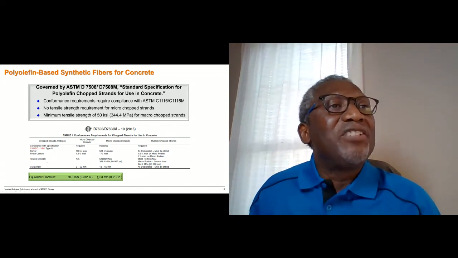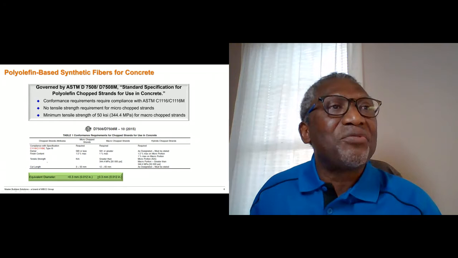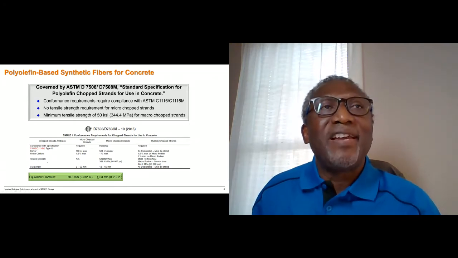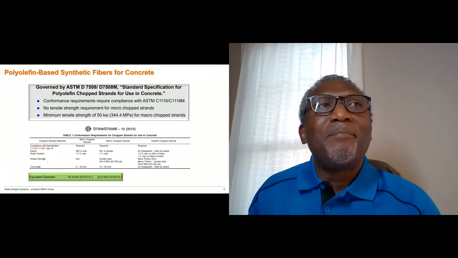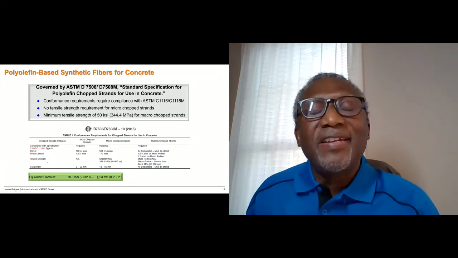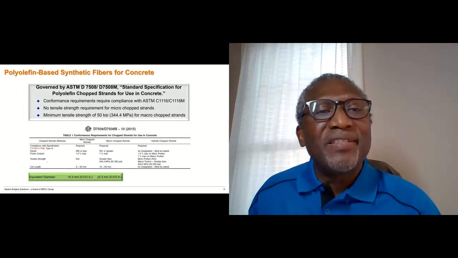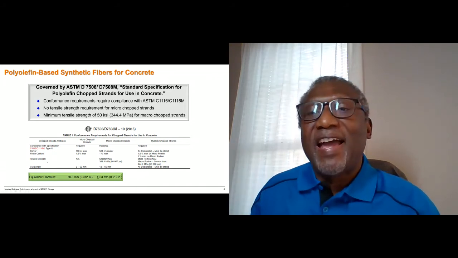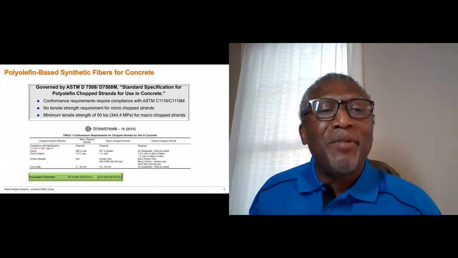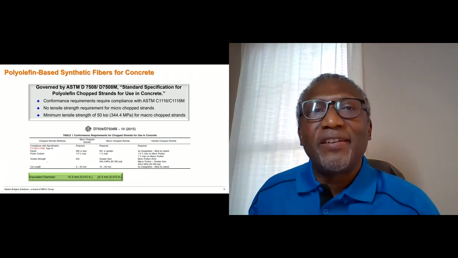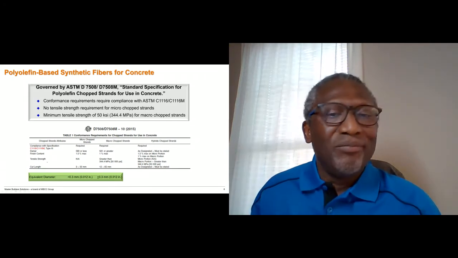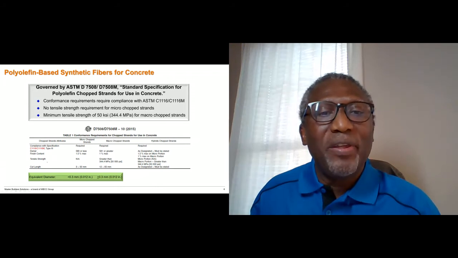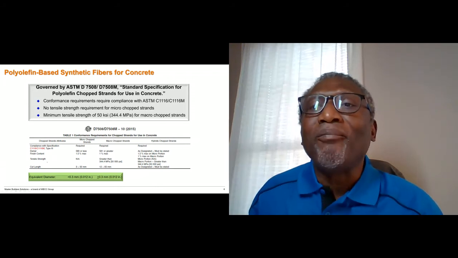And then I would just like to point your attention to the tensile strength. For the micro chop strands, there's no minimum tensile strength requirement. But then for the macro, there is a minimum tensile strength requirement of 50 KSI. Now, the 50 KSI is the same minimum tensile strength requirement for steel fibers. So that's the only thing that I wanted to bring your attention to with respect to D7508.